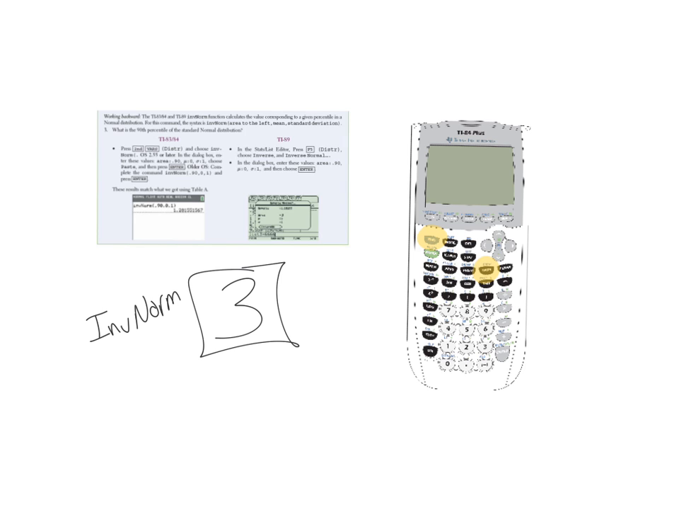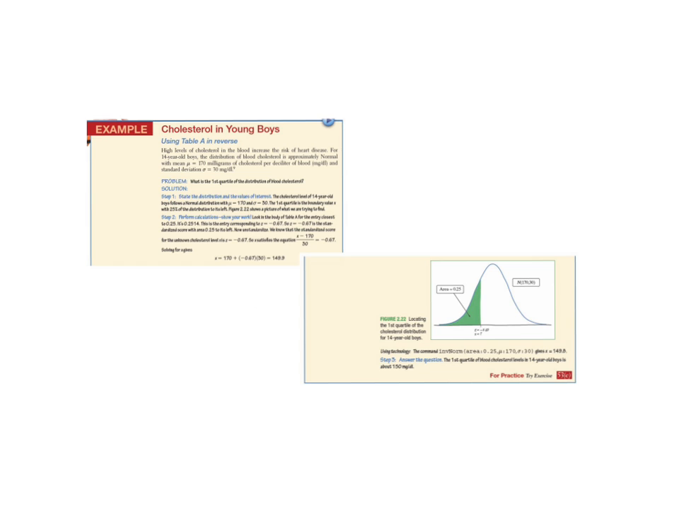So let's look at an example here. The cholesterol in young boys. High levels of cholesterol increase heart disease. So we looked at a bunch of 14-year-old boys and we found their blood cholesterol. We found the mean to be 170 and the standard deviation to be 30. Now, when we're looking at the mean and the standard deviation, we can use inverse norm and go from there.